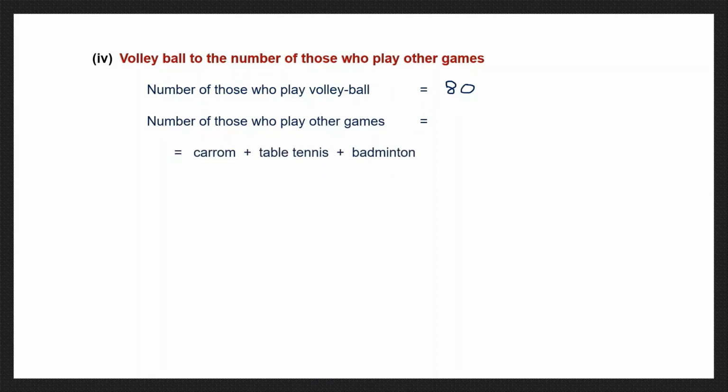So those who play carom will be 40. Table tennis is 96 and badminton is 144. Now these are those who play other games. So let's add this up. 40 plus 96 plus 144. 6 plus 4 is 10. I carry 1. 4 plus 1 is 5. 5 plus 9 is 14 plus 4 is 18. Carry 1, 2. So I have 280 as the number of those who play other games.